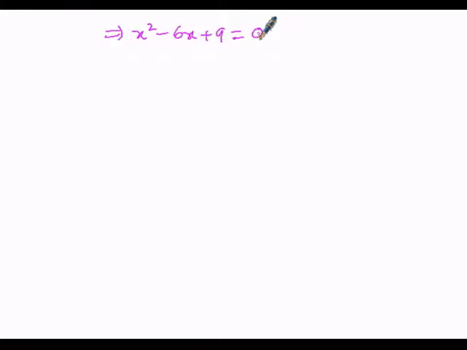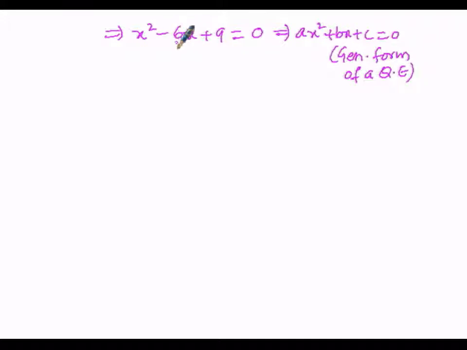So it is in the form of x square plus bx plus c equals to 0, which is the general form of a quadratic equation. Now, since x square minus 6x plus 9 equals to 0 is in this form, the value of c is 9 and the x coefficient is b. So here the x coefficient, b, is minus 6, and the x square coefficient is a.